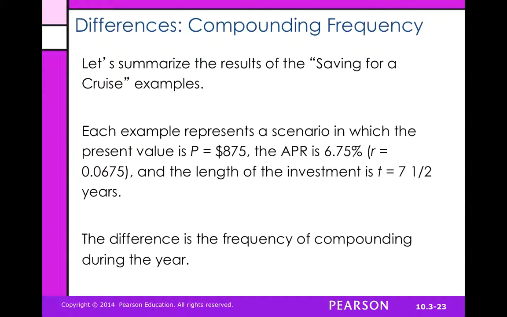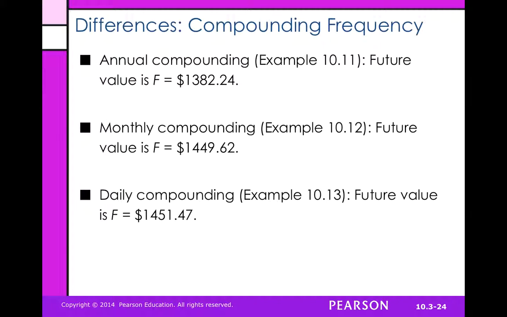So let's summarize all this. Each of these examples gave us a scenario in which the present value was the same, and the APR was the same, and the length of the investment was the same. The difference was how often we compounded the interest. Annual compounding got us a future value of 1382.24, and here are the other 2 numbers. Right? So notice the more times you compound, the higher these numbers get.